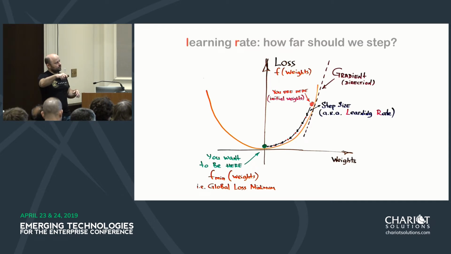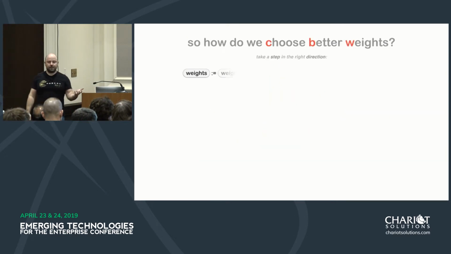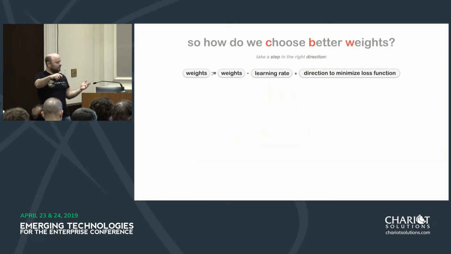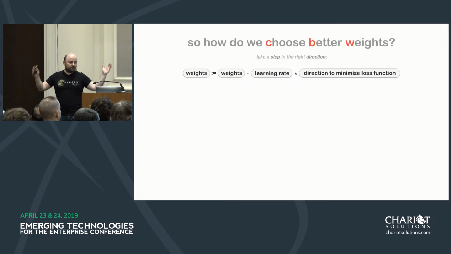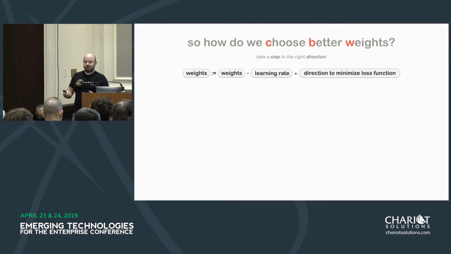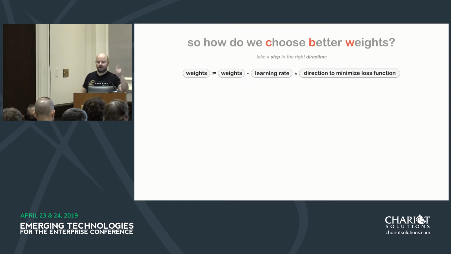You move here, learn again, move here, learn again, and finally, hopefully, you'll get to this global minimum. So if we ask this question again, how do we choose better weights? Well, we just take a step in the right direction, right? That's exactly what it means. We take all those weights, all those random numbers that we just came up with randomly, and we say, hey, when I see your results, it's okay, but it could be better. So go back and adjust your weights, right? So go back and say, hey, weights, you're now weights minus learning rate times the direction times the vector.